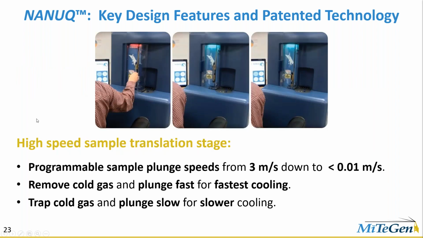The next important piece of hardware is our sample translation stage, which, unlike in cryo-EM plungers, which only plunge at one high speed, this one can do arbitrary motions at speeds ranging from 3 meters per second down to less than a centimeter per second. And so you can plunge fast for the fastest cooling or plunge at other speeds for slower cooling.